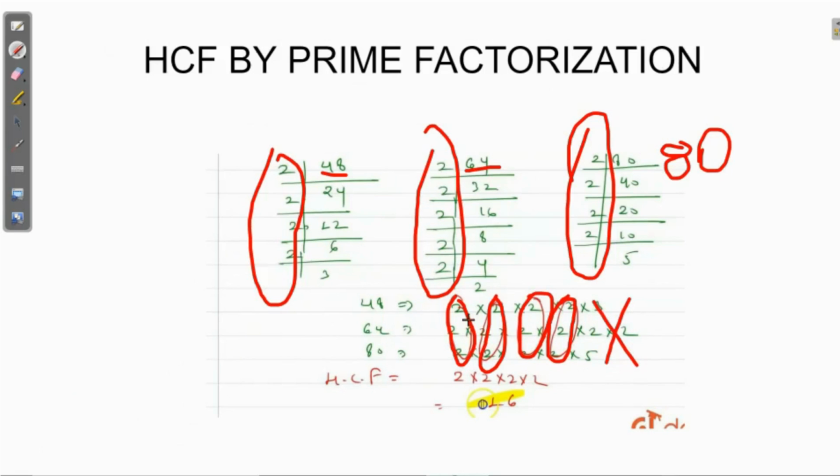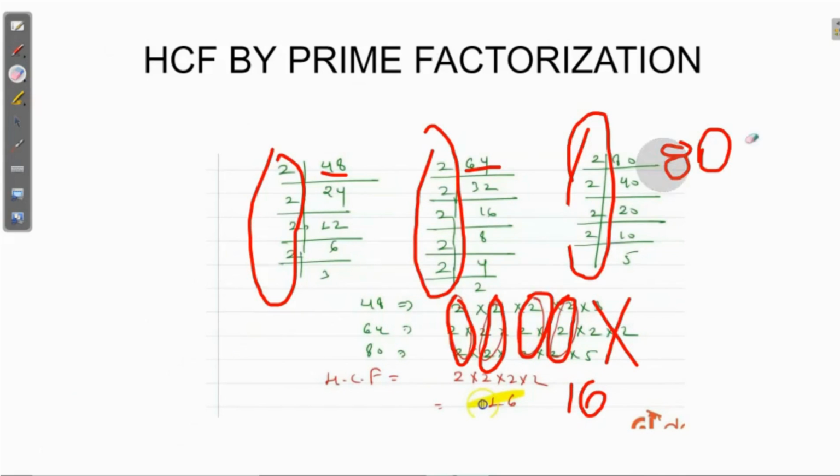So 2 into 2 into 2 into 2. I'll not take 3 times 2 and all. This group together I'll take once. So 2 into 2 into 2 into 2. That is 2 to the power of 4. That is nothing but 16 will be my HCF.